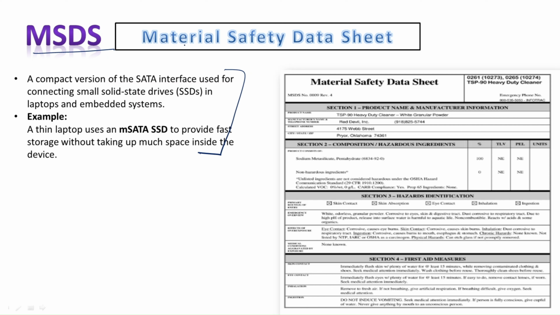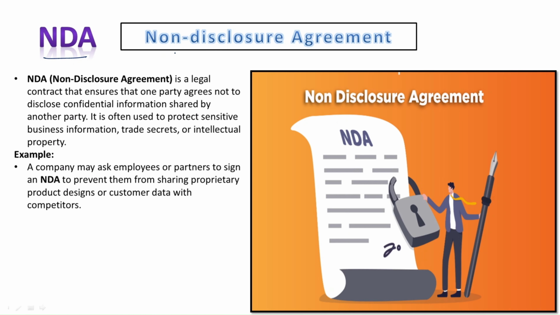MX, that is mail exchange. So it is a type of DNS record that specifies the mail server responsible for receiving email messages on behalf of a domain. For example, the MX record for example.com directs incoming mails to mail.example.com, ensuring messages reach the correct server.